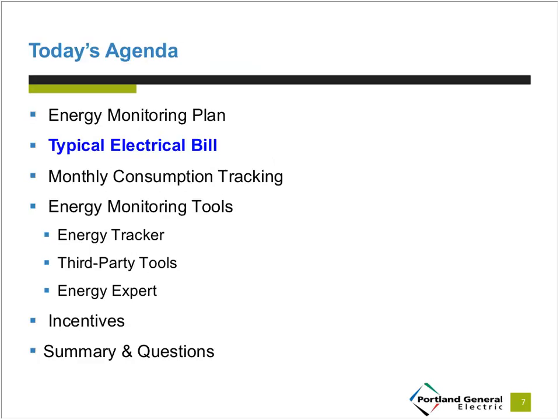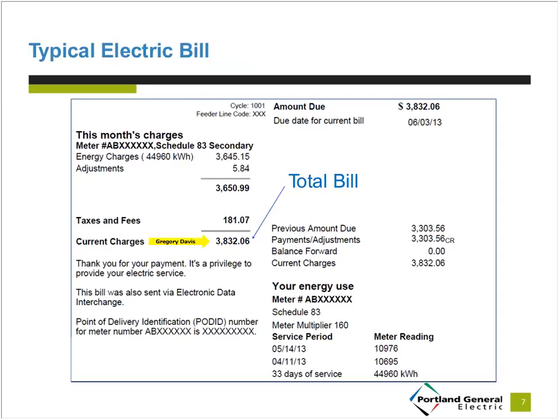So as I indicated, one of the easiest ways to get energy information is from an electrical bill, and so we'll just walk through what a typical electrical bill looks like. The amount that most of us are always interested in is the current charges, right? That's what comes to us every month. It comes in the mail, and this is what you worry about. This is the amount that you write your check for. And thank you very much for those checks.